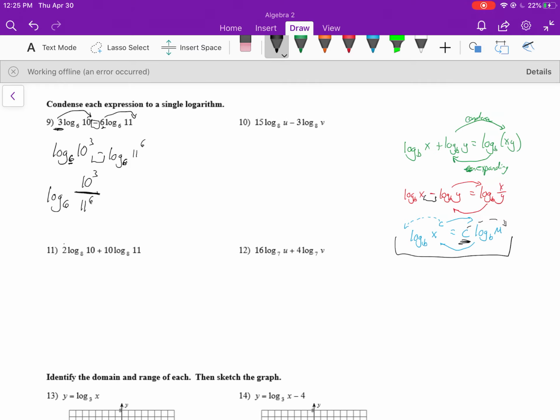And we'll do number 11. So once again, these exponents will move up first. So this is going to be log base 8 of 10 squared plus log base 8 of 11 to the 10th. And then since it's addition, we're going to change this to log base 8 of those two things being multiplied together. So 10 squared times 11 to the 10th. And it'd be good to put parentheses there to show they're all within the logarithm. So there are some examples of how to do those first 12 questions.